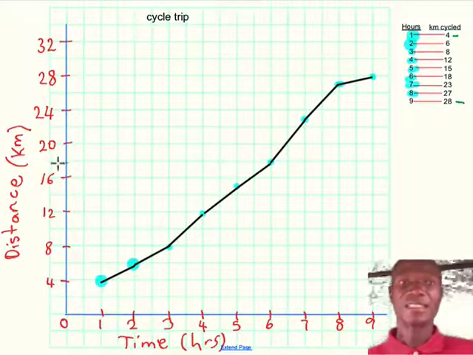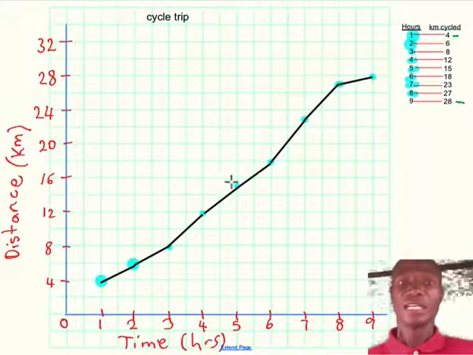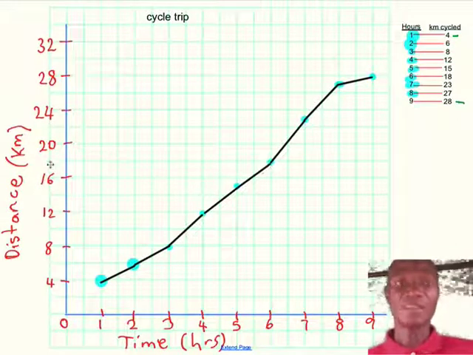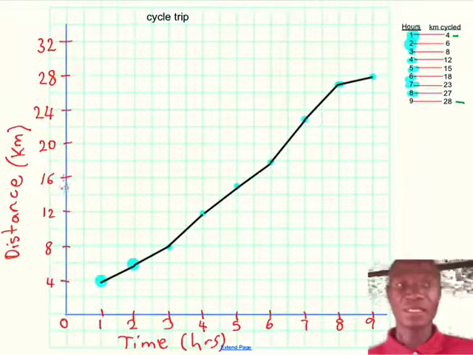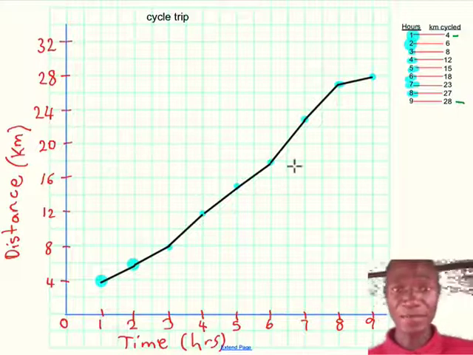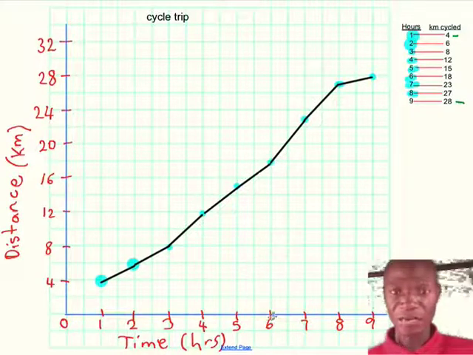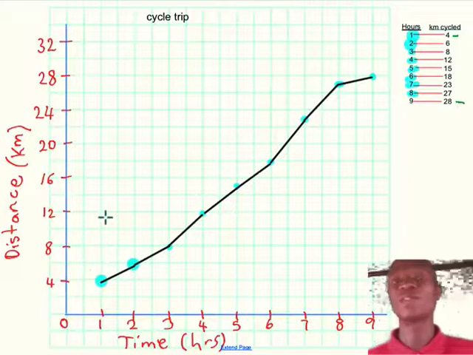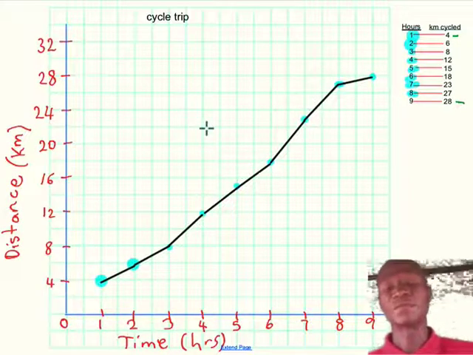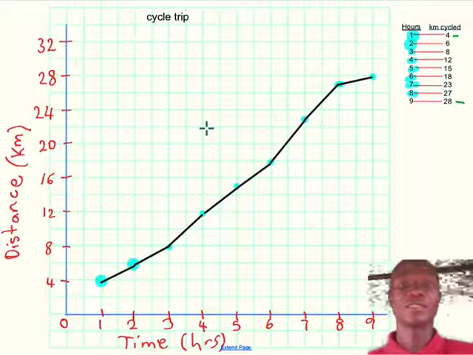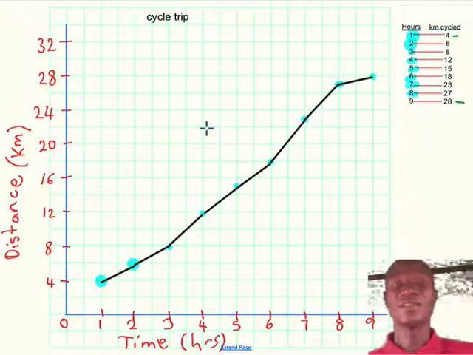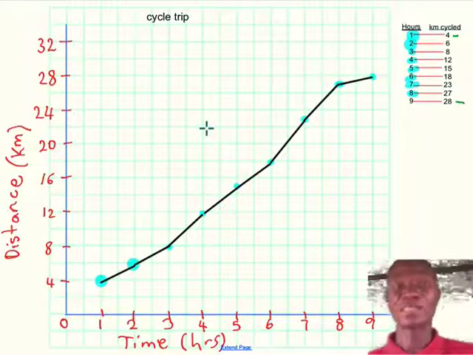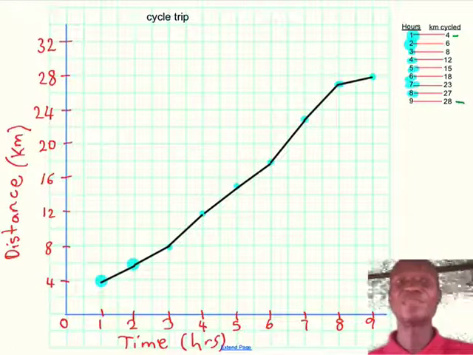Then somebody can ask you, at what hour was the person 18 kilometers? So you go 16, 18. You come, there you are, you go down, the 6 hours. After 6 hours, the man had cycled 18 kilometers. So that's almost all about what you need to know about this graph at the moment.